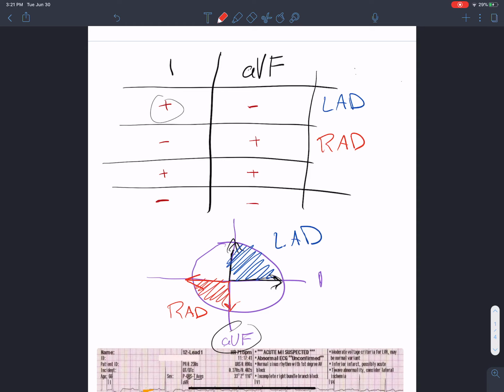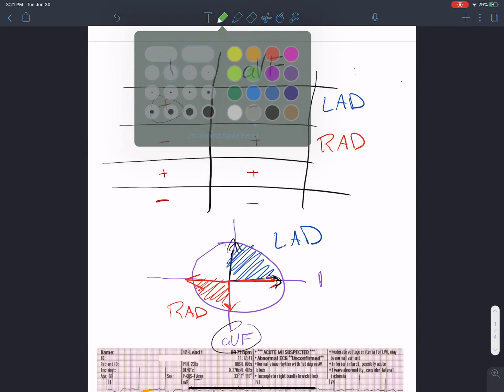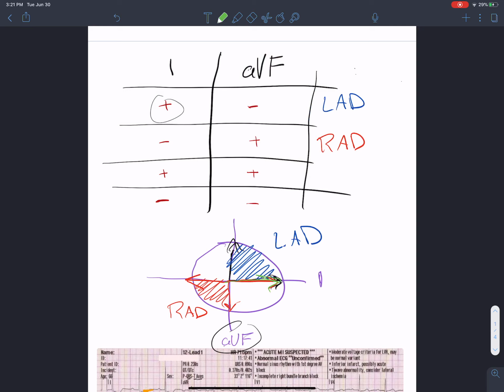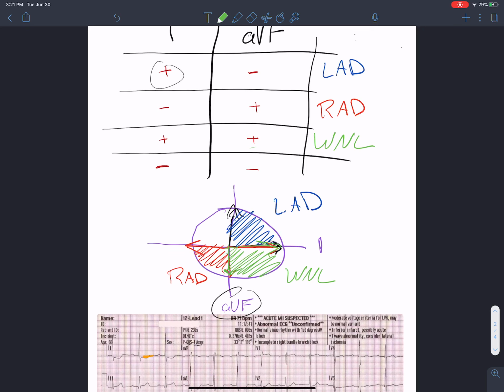And I see a couple of positives. The first positive, lead 1, is traveling toward lead 1. And the other one here, AVF, is traveling toward AVF. So I know it's somewhere in this area. This is our normal area, or within normal limits. That's our normal axis. That's what we can expect.